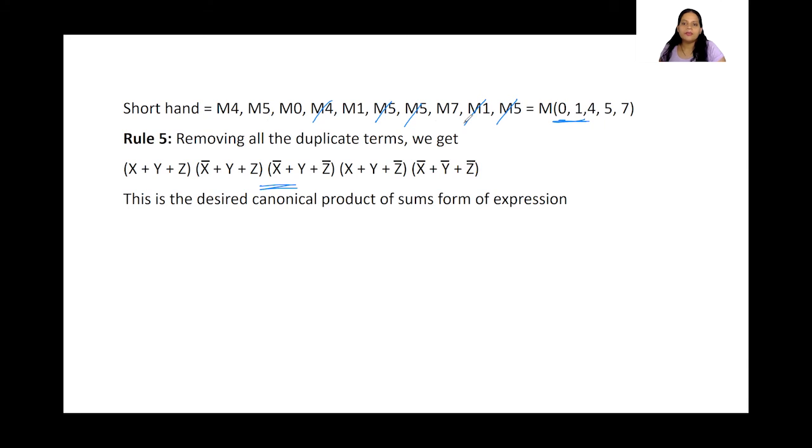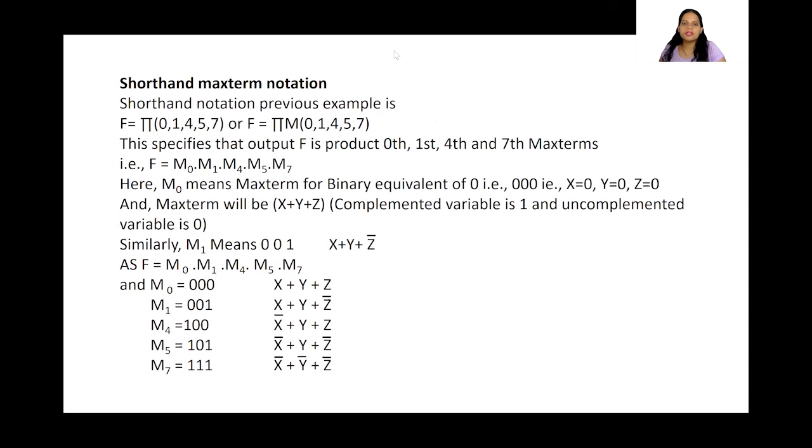Now how do we convert this given shorthand form into a canonical expression? We had learned this for min term. Now let us see how we do it for the max term. Min term is represented as sigma, isn't it? Now for the max term, we represent it using pi. So pi of 0, 1, 4, 5 is equal to pi of M of 0, 1, 4, 5. In either of these two forms, this is nothing but the max term or the product of sums form. So whenever we are given something like this, we can simply write it in this form, that is F is equal to M0, M1, M4, M5, M7.